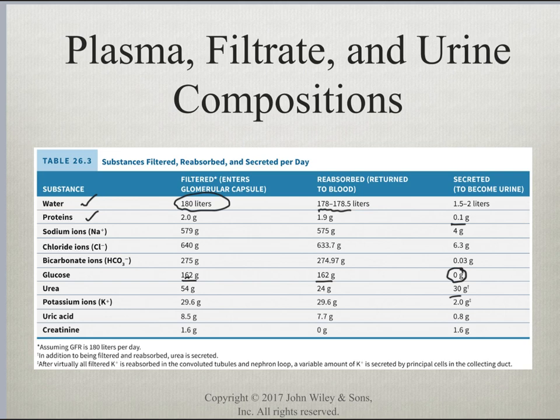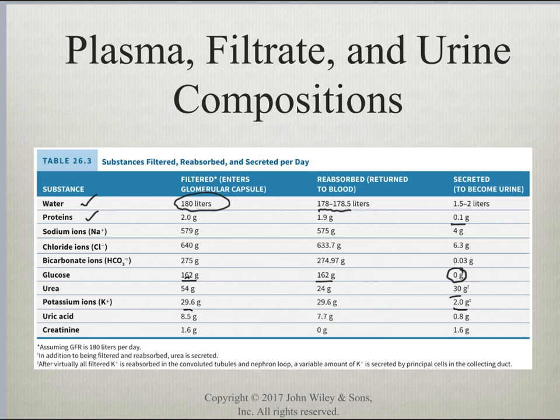So we get about 29.6 grams of potassium filtered, and we are picking up 29.6 back, reabsorbed. The secreted value can vary. So it shows that we get about 2 grams secreted back into our urine, but again, pretty much all the potassium is reabsorbed.